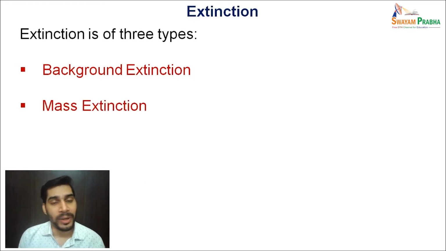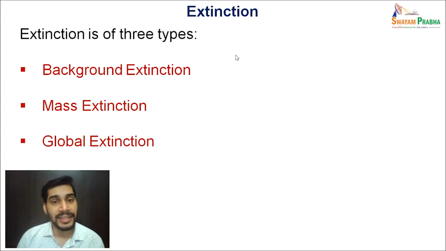Another type is called mass extinction events. Now these are very sudden extinction events which abruptly take place on Earth. And as the name suggests, these are called mass extinctions. That means the level of extinction, or the loss of species, is of a much higher grade.